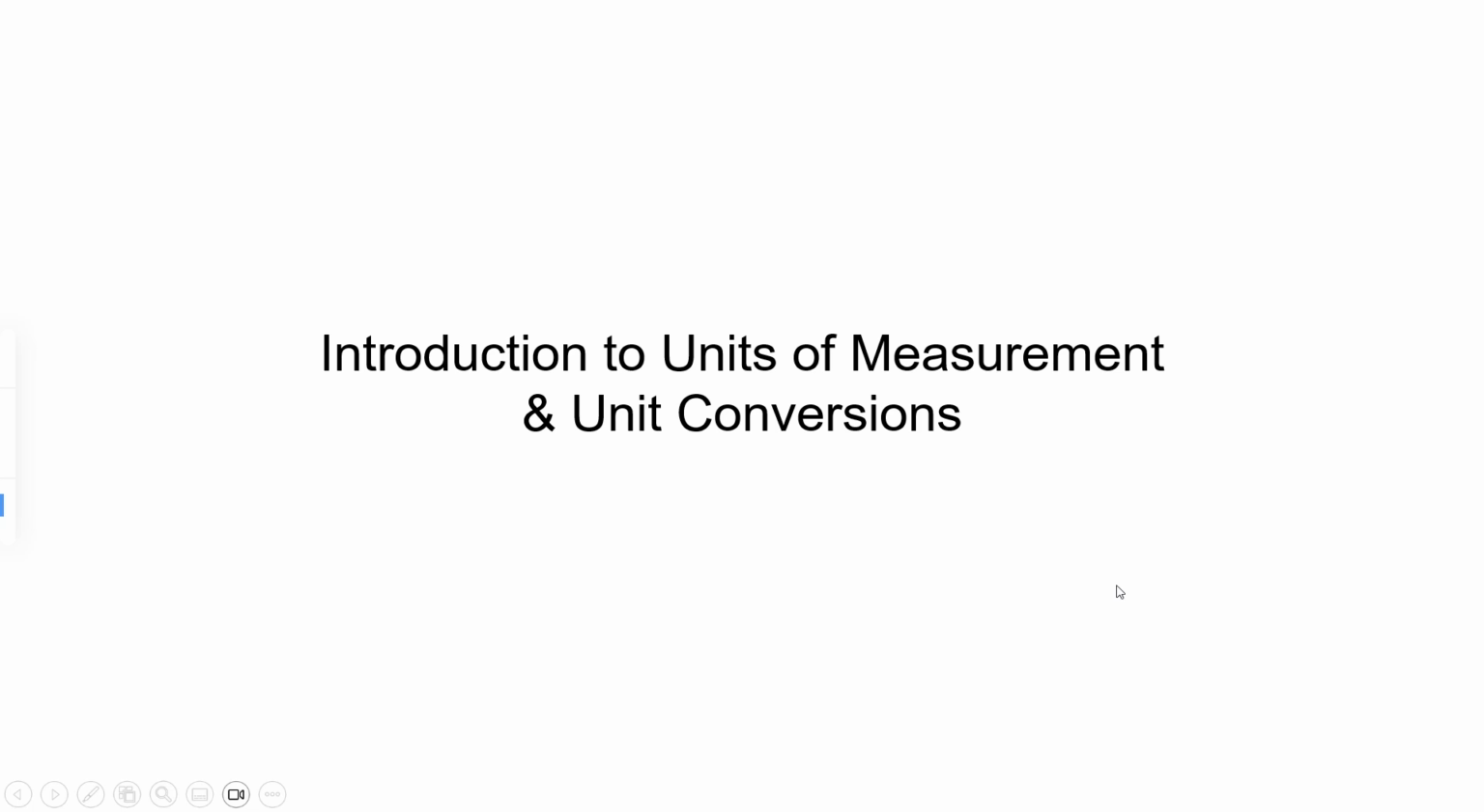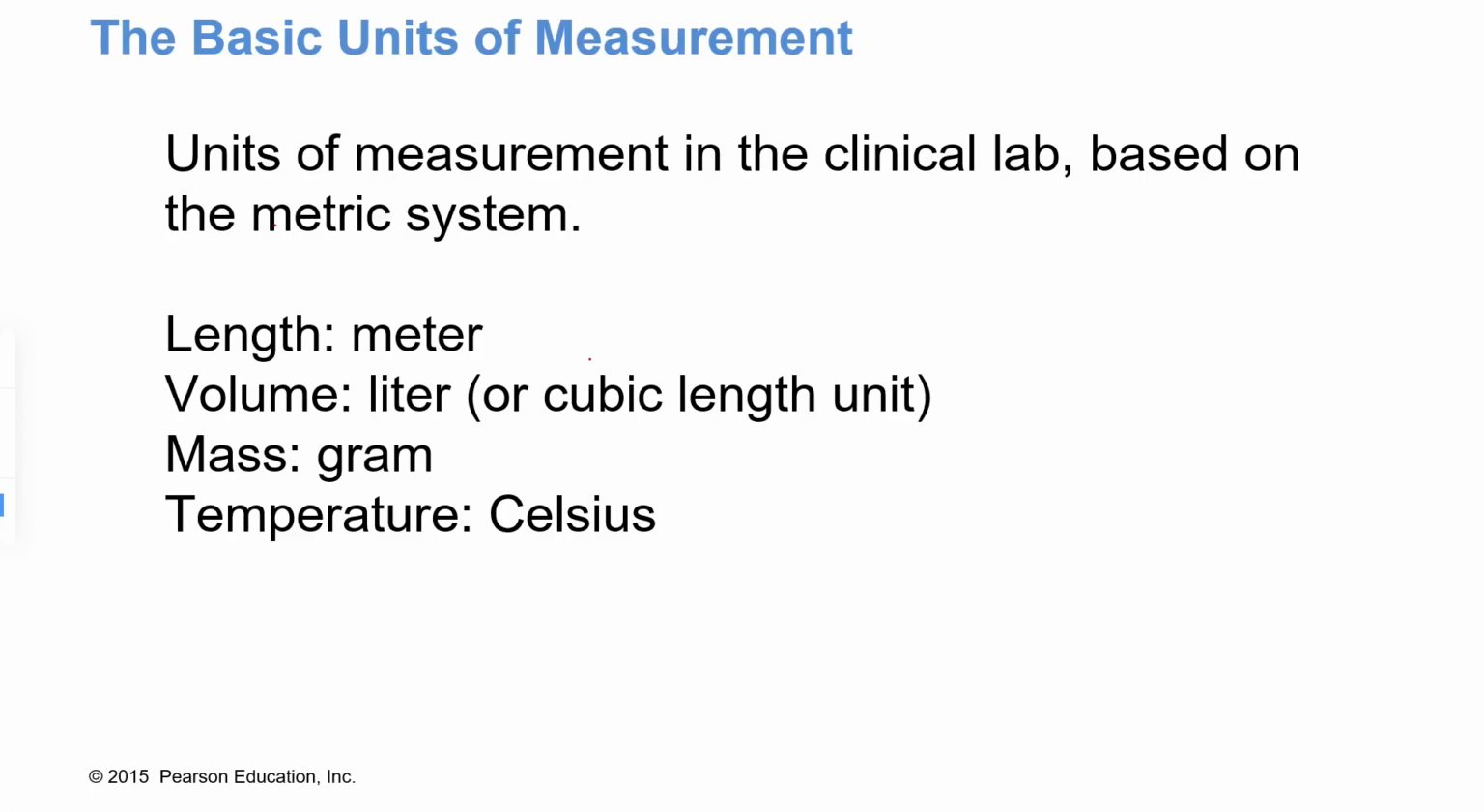Introduction to units of measurement and unit conversions. So the basic units of measurement in the clinical lab are based on the metric system. Length is measured in meters, volume in liters, or a cubic length unit like a cubic centimeter. Mass is in grams, and temperature is in Celsius.